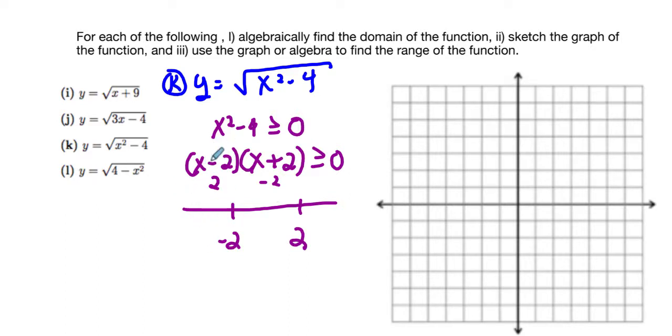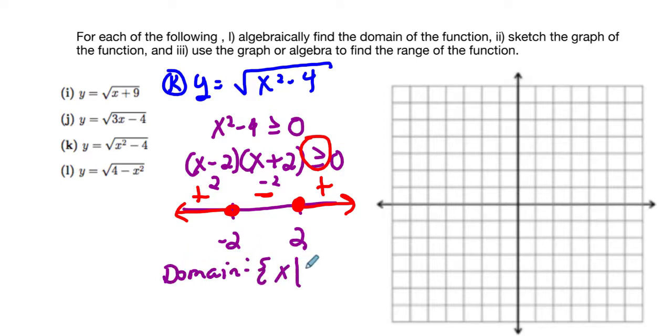Plugging values in, I'm plugging in -3 and end up with a positive value. Plugging in 0, I get negative times positive, which is negative. Plugging in 3, I end up with positive. So I want to know when it's greater than or equal to 0, so it's in these red areas here. So that makes my domain x such that x is less than or equal to -2, or x is greater than or equal to 2.